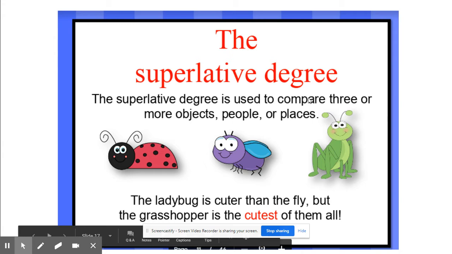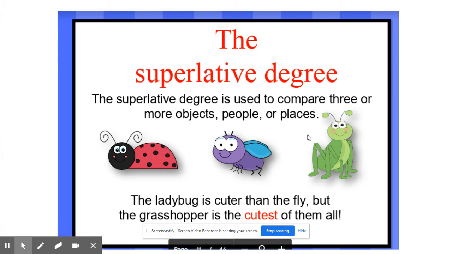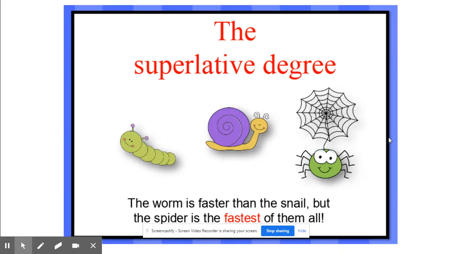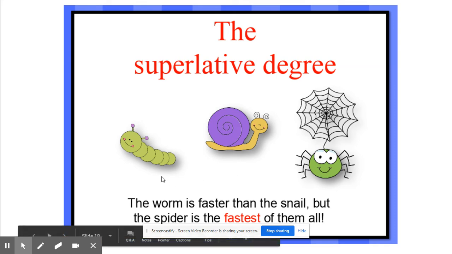Once again, superlative is when we compare 2 or more. So in this example, we have 3 things. And we can see that the ladybug is cuter than the fly. That's our comparative. But the grasshopper is cutest, superlative, of them all. Another superlative example is the worm is faster than the snail. That's your comparative. But the spider is fastest, superlative, of them all.